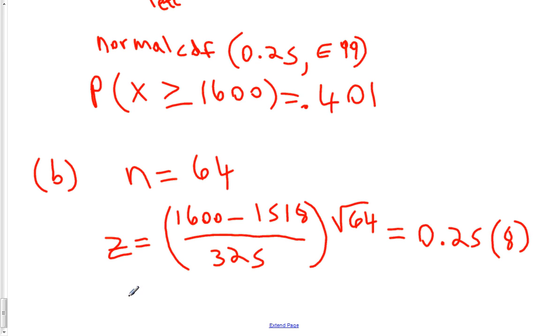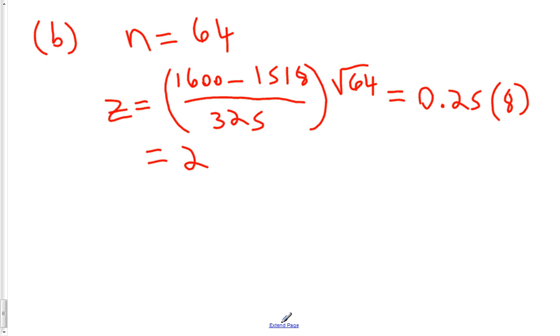So what we want is, we want z to be a quarter of 8, and a quarter of 8 is 2. So if we use this z-score now, instead of the original z-score, well, we can go ahead and we can actually find this area using the central limit theorem. So once again, we're going to do normal CDF, but this time, instead of using 0.25, we're actually going to use 0.25 times 8, which is 2, and we're going from 2 all the way up to E99 again.